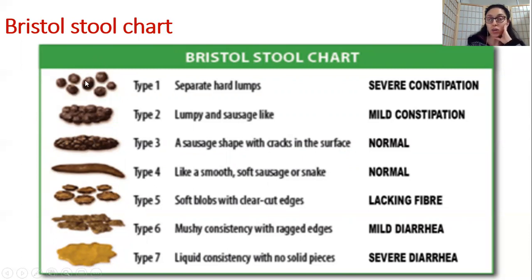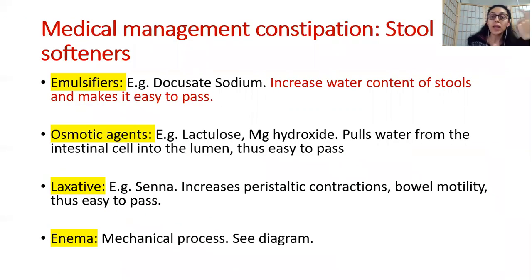Okay, so this is really bad constipation, separate hard lumps, versus this is like diarrhea. Severe diarrhea, where it just looks like, say, mud. Liquid mud. So this is called the Bristol stool chart. Then you have medical management for constipation, which is emulsifiers.